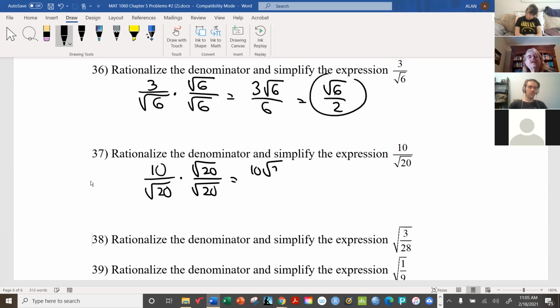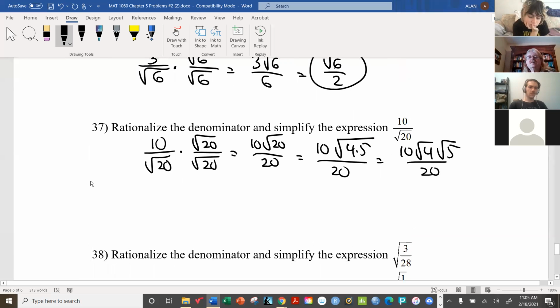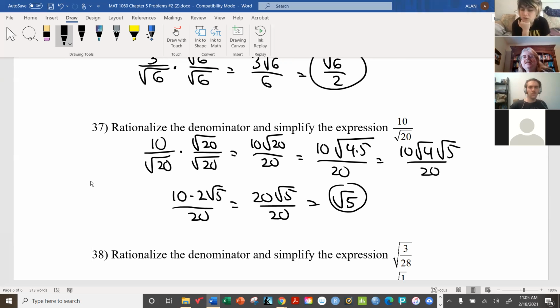So I've got 10 radical 20 over 20. Radical 20 is actually 4 times 5. And of course that becomes 10 times 2 radical 5 over 20. And that just reduces to radical 5. How do you like that? That was pretty satisfying, don't you think? Yeah, this mess turned into this.